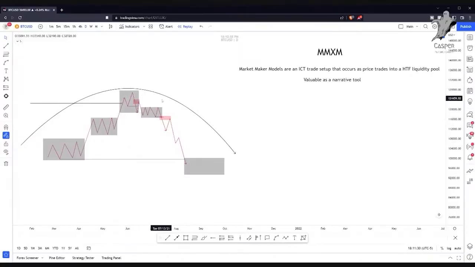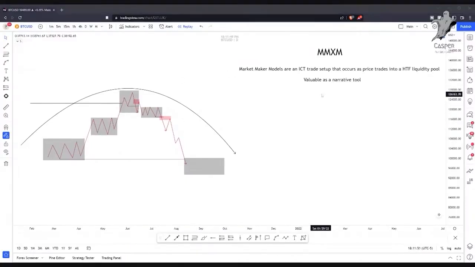So understanding the narrative and understanding if we are in a quote buy or sell program is invaluable, because once you understand where price is going and why it's going there, you then can take that knowledge and your knowledge of how to execute and combine them. And that is how you get a high probability trade setup.